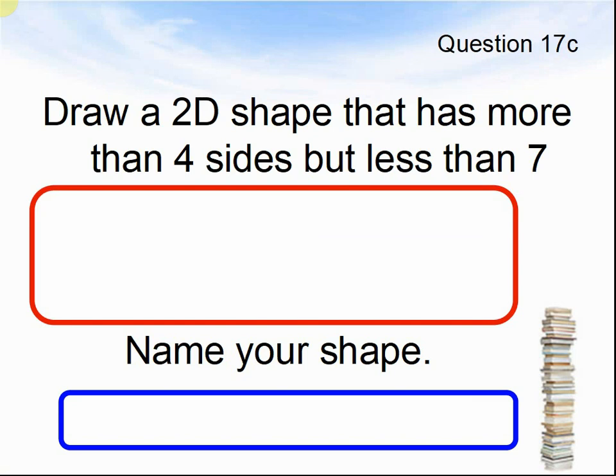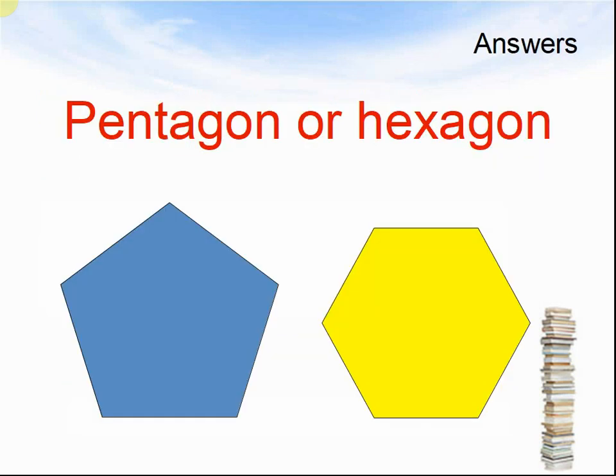Question 17c. Draw a 2D shape that has more than 4 sides but less than 7 and name your shape. Pause the video until you are ready to see the answer. Here comes the answer. The answer is pentagon or hexagon. Your shapes could have been wild and wacky, and as long as they had 5 sides or 6 sides, that's what gets the answer. Let's look at the next question.